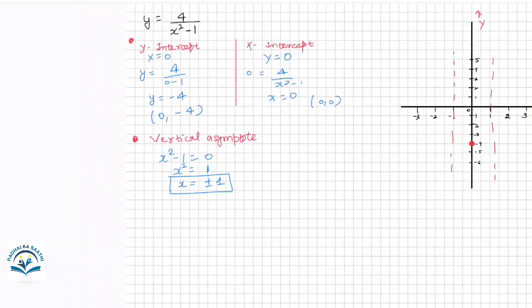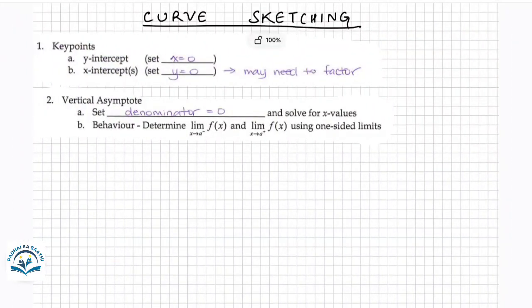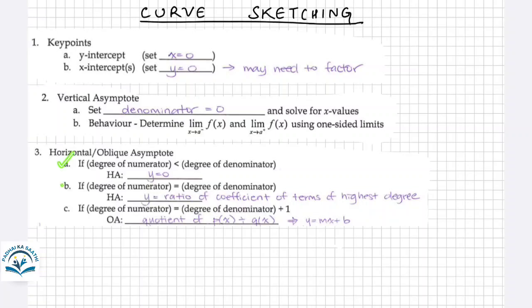Okay, now the third step is to find the horizontal asymptotes. There are three conditions that you should memorize. If the degree of the numerator is less than the degree of the denominator, then the horizontal asymptote is y equal to 0. For example, let's suppose the numerator is x square and the denominator is x raised to power 3. So the numerator degree is 2 and the denominator degree is 3, which means y will be 0 here.